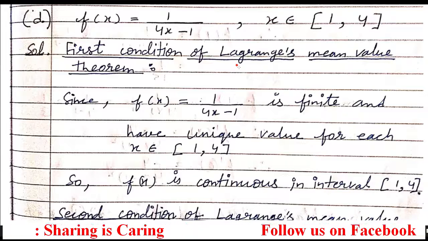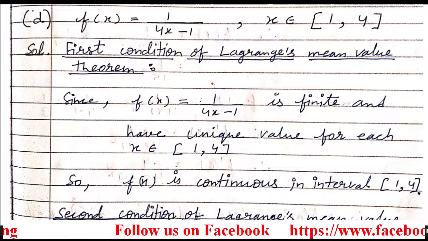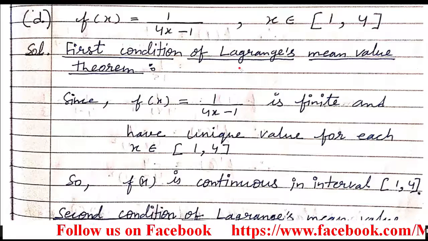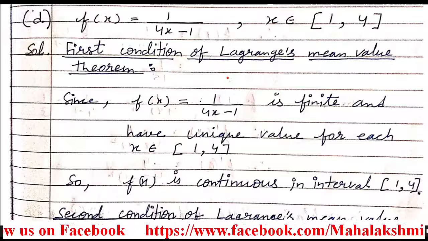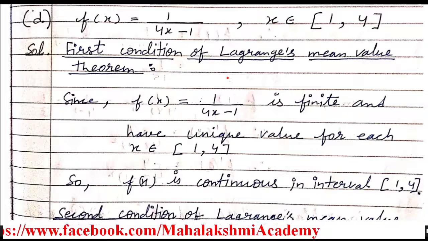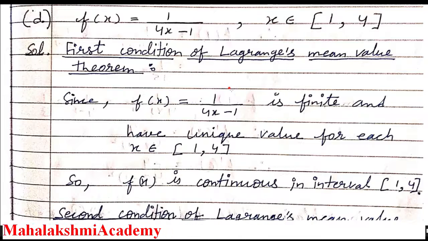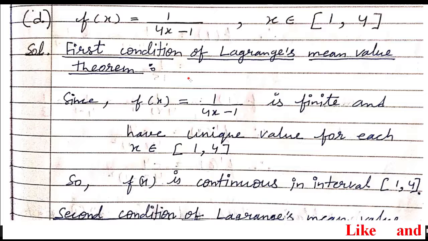For Lagrange's mean value theorem, there are two conditions. The first condition is the function should be continuous in the closed interval, and the second condition is the function should be differentiable in the open interval. So first we will see whether the function satisfies these two conditions or not. If the function is satisfying them, then we will move to the conclusion of Lagrange's mean value theorem. We will start from the first condition, that is continuity.